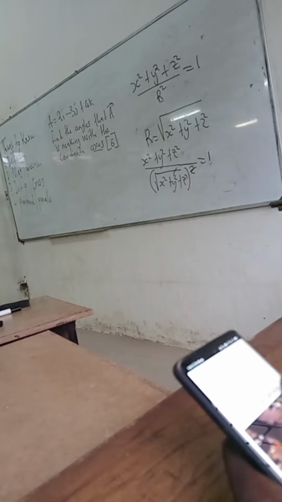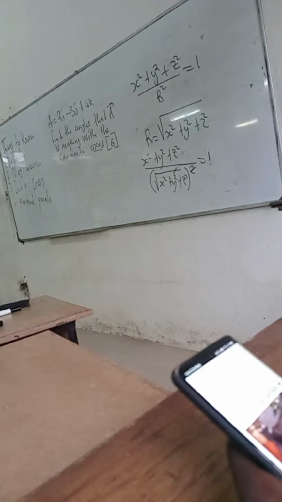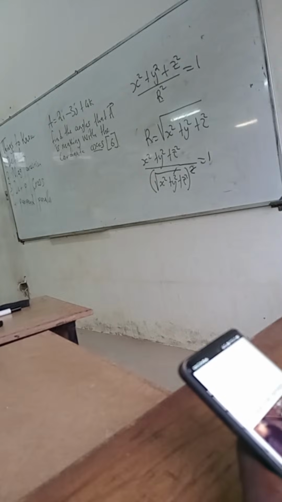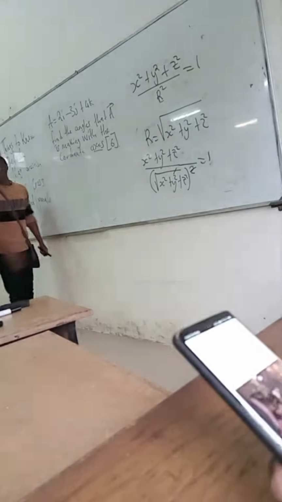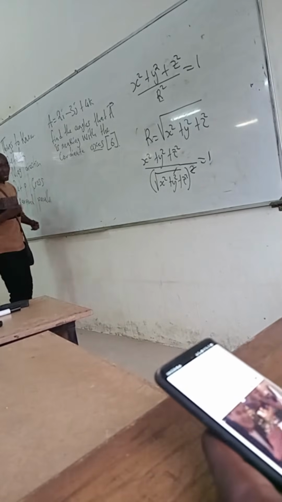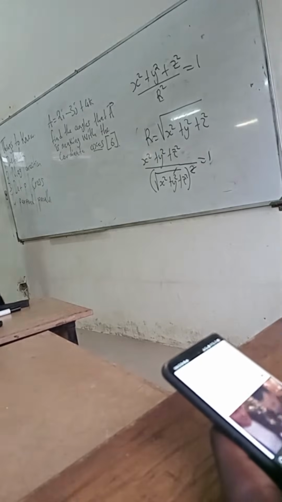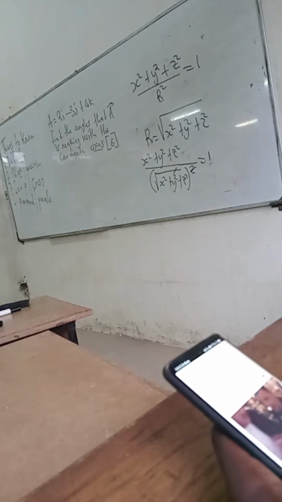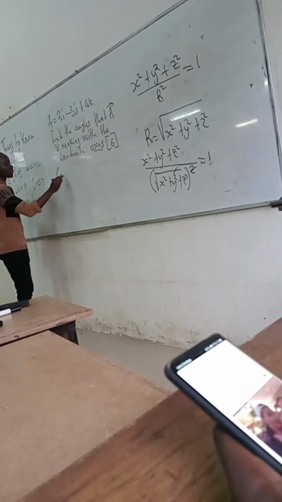Now, what do you find? Angles alpha, beta, and gamma. So you're going to find cos alpha, cos beta, and cos gamma. Number 1, you start with cos alpha.